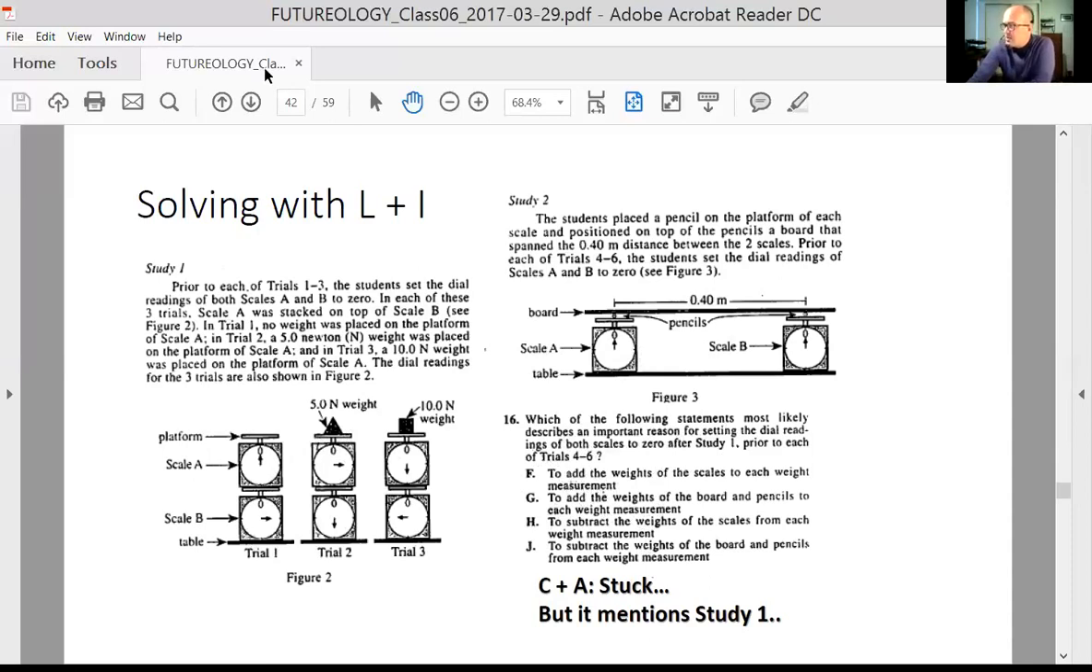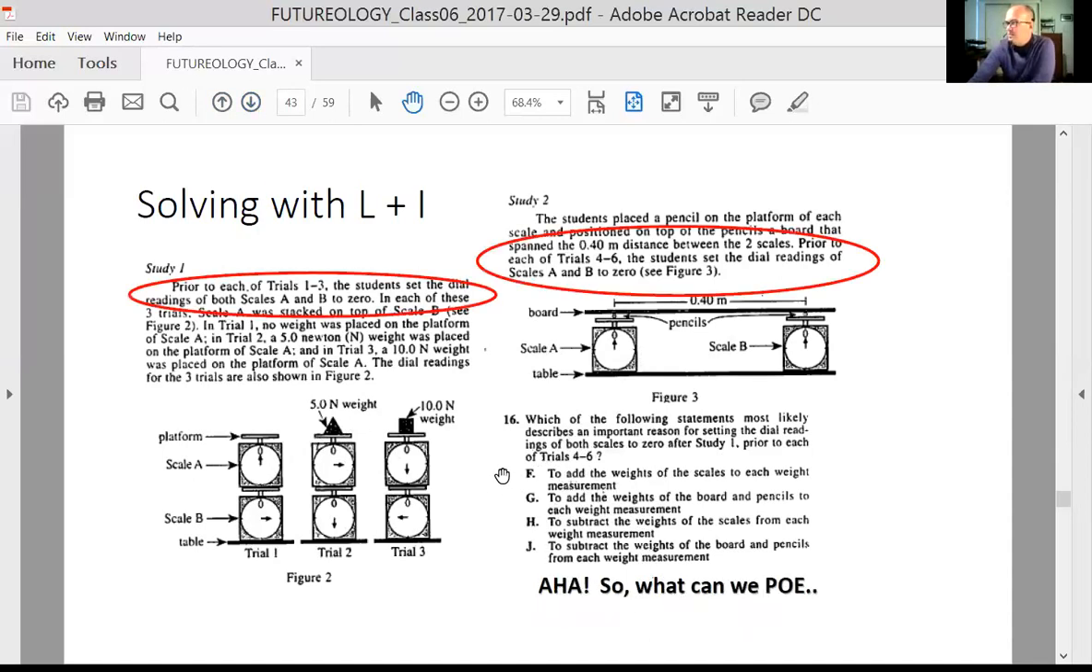So when we read study 1, we do find some words that match. Apparently, before trials 1 to 3, the students set the dial readings of both scales A and B to 0. They actually did the same thing in study 2. Prior to trials 4 to 6, they set the dial readings of scales A and B to 0. Well, if they set the dials of A and B to 0, then they were probably not adding the weights of the board and the pencils or of the scales. So if we're just using common sense, we can cross off F and G.